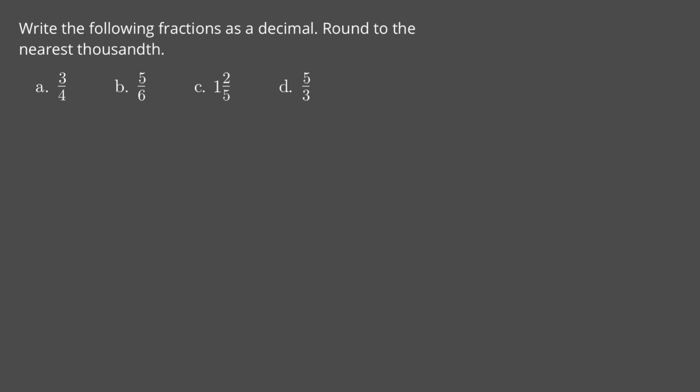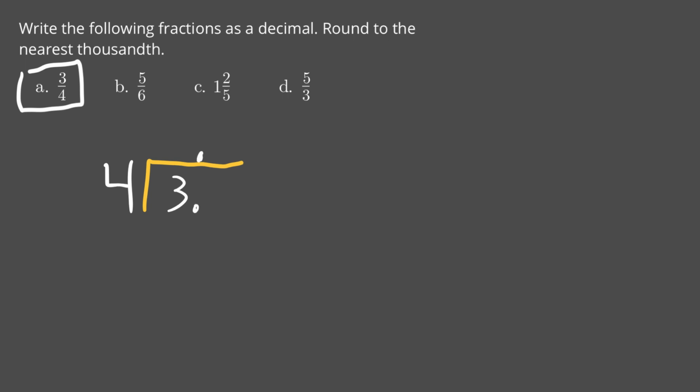Also, if you can use a calculator, you could simply plug in 3 divided by 4 for part A, and that'll also give you your answer. But if you're forced to do it by hand, this is how you do it. For part A, we are going to set this up as a long division problem. So what that looks like is you put the numerator on the inside of the long division symbol and the denominator on the outside.